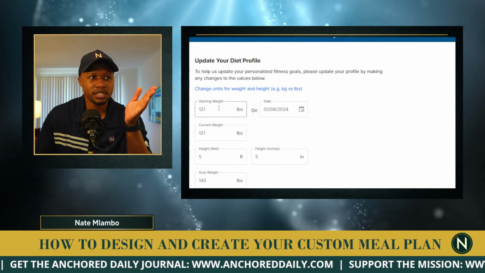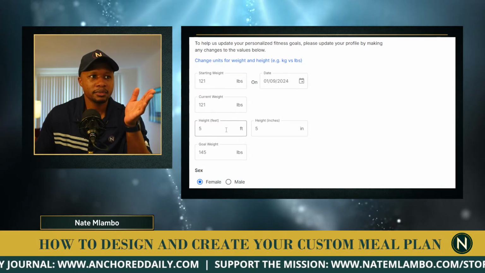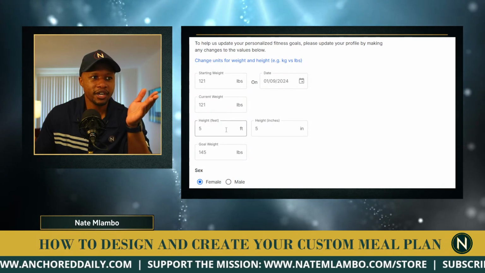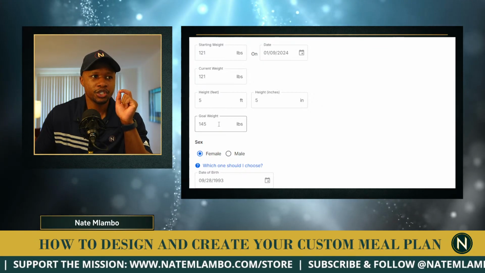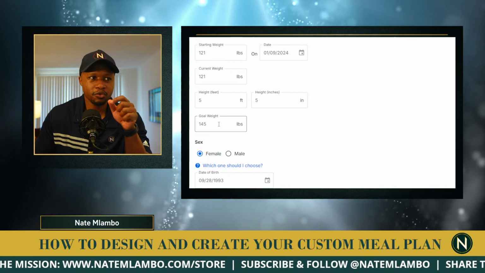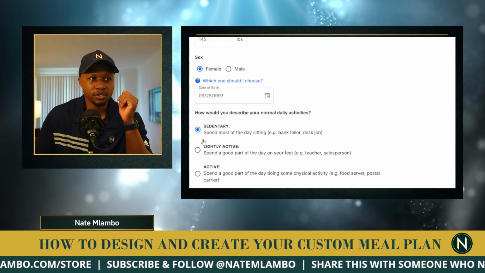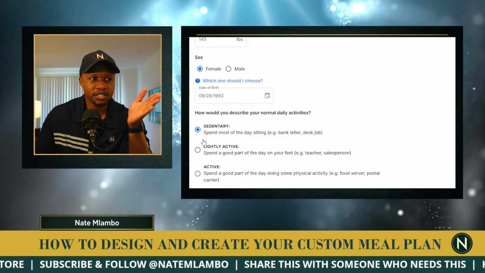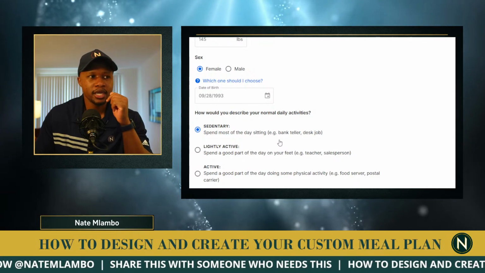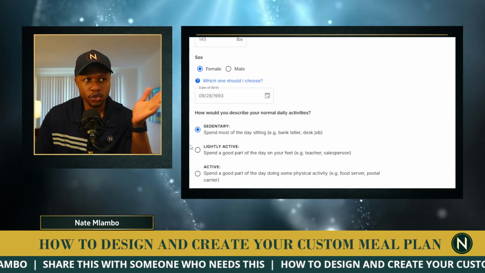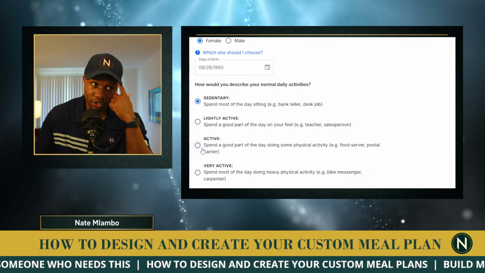So starting weight was 121 pounds, which is going to be the same as the current weight. And then height is 5'5". Goal weight is 145 pounds. So she's looking to gain about 24 pounds. And yeah, so she's about 32 years old. Lifestyle, sedentary. So spending most of the day sitting. So bank teller, desk job. So that's sedentary. So you'd pick whichever level of activity that you currently have. So that's what you'd pick.